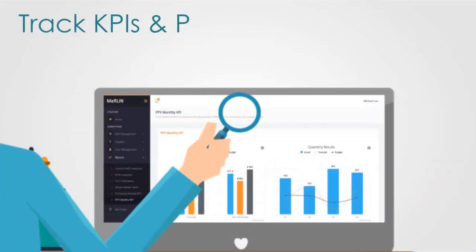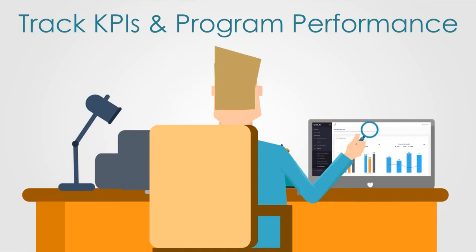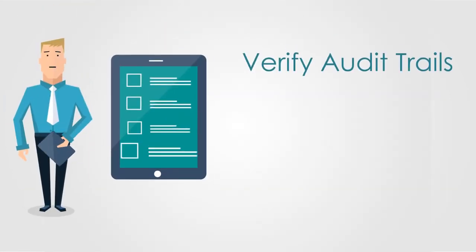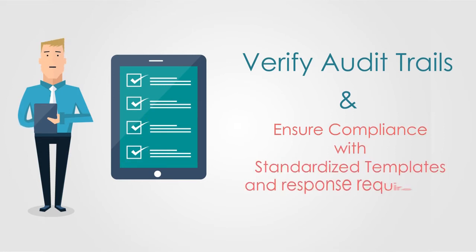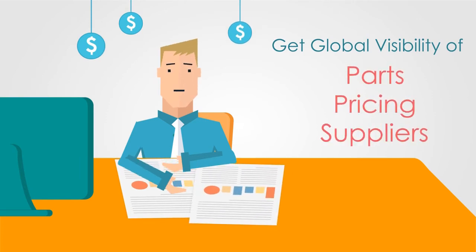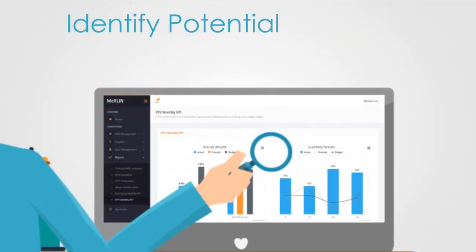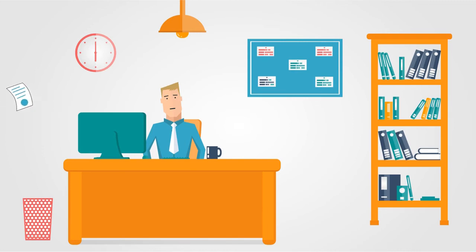He can track KPIs, program performance, perform PPV reviews online in real time. He can verify audit trails of all sensitive decisions and ensure compliance with standardized templates and response requirements. He can get global visibility of parts, pricing, and suppliers, and perform analysis rather than spending time creating the data in the required format. He can identify potential leakages due to inappropriate decisions and address such issues by querying MeRLIN. He can create his own reports using drag and drop, as well as Excel-style functions.